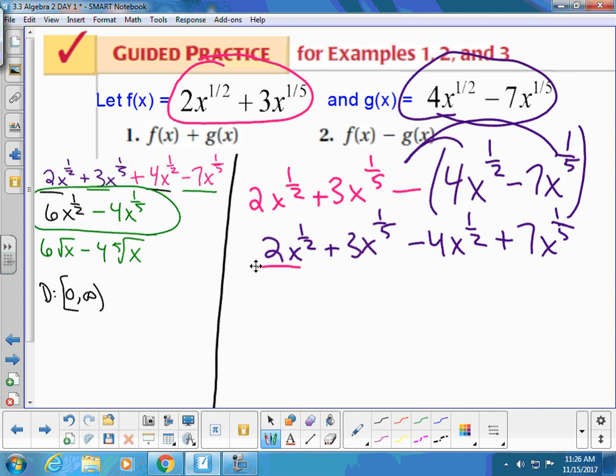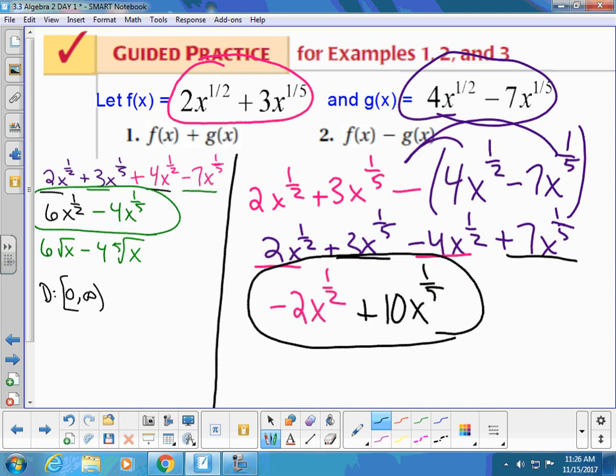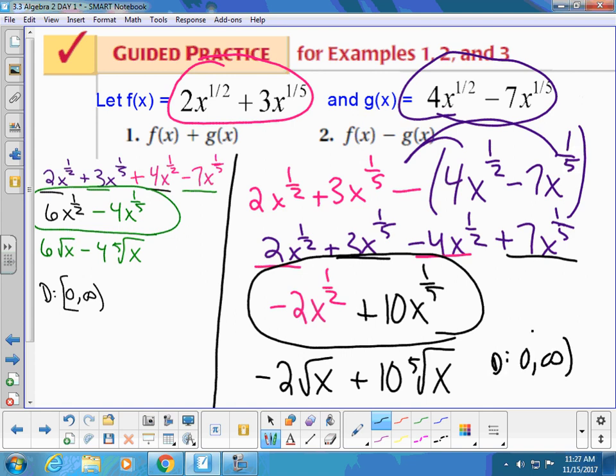All right, like terms, 2x to the 1/2 and negative 4x to the 1/2 is negative 2x to the 1/2. And 3x to the 1/5 with 7x to the 1/5 is 10x to the 1/5. There's your answer. If we want to write it with radicals, it would look like this. Negative 2 times the square root of x plus 10 times the 5th root of x, which makes my domain the same as it was on the last problem. 0 through infinity. Again, because of the square root.